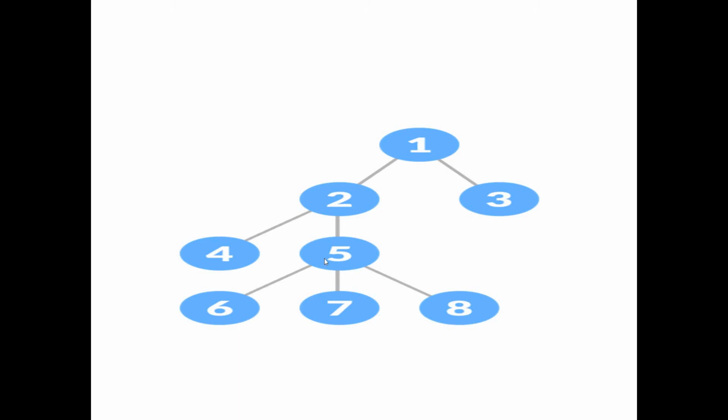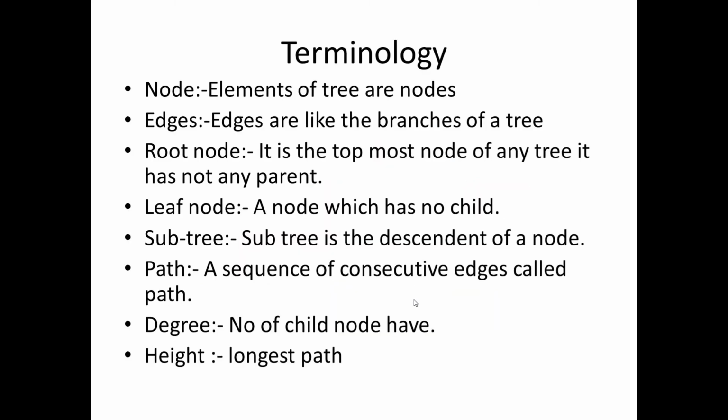Same way, 4 and 5 are the child nodes of which parent? What is the parent of 4 and 5? 2. How can I say that it is a parent node and it is a child node? Just think about from which node these children are coming. From 1, the 2 and 3 are coming. Just clearly observe this way. For example, from 2, 4 and 5 are coming. Same way, 6, 7, 8 are coming from this 5. From 5, these 6, 7, 8 are coming. These are child nodes.